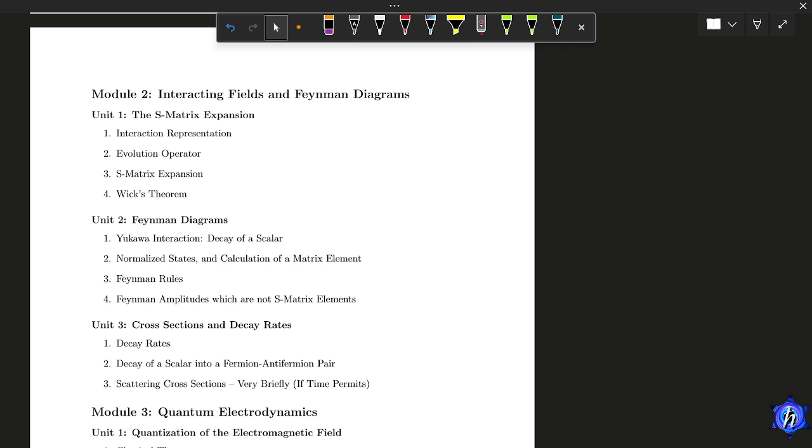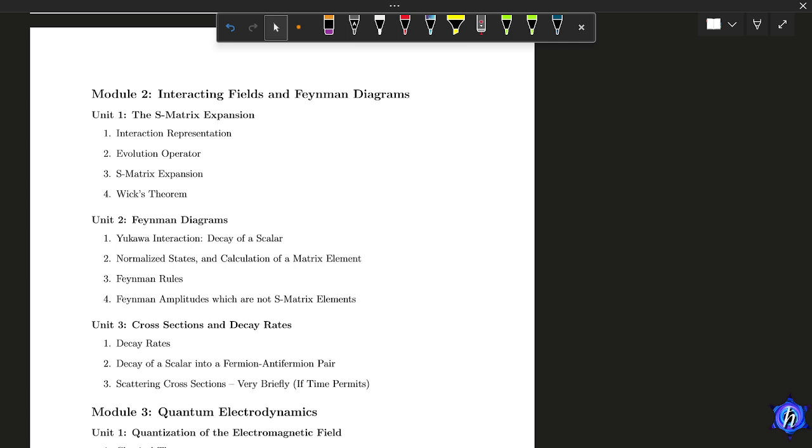The Feynman diagrams are focused on these particular interactions, and we'll see what happens if we normalize the state. There arises some kind of problem that we need to tackle, and we'll also fix that in this unit 2. Feynman diagrams, and we'll see the Feynman rules and Feynman amplitudes, which are the S-matrix elements.